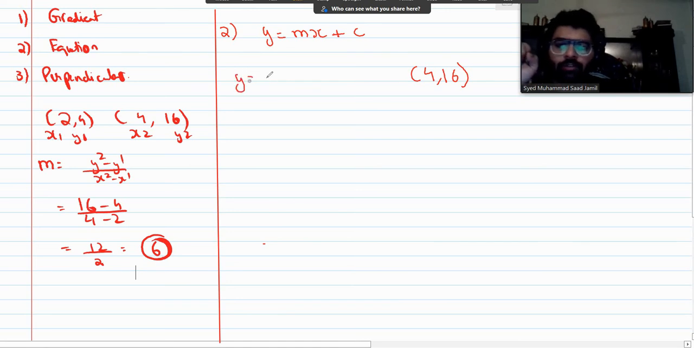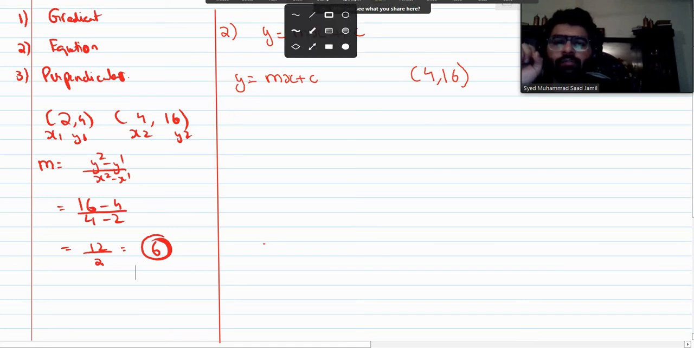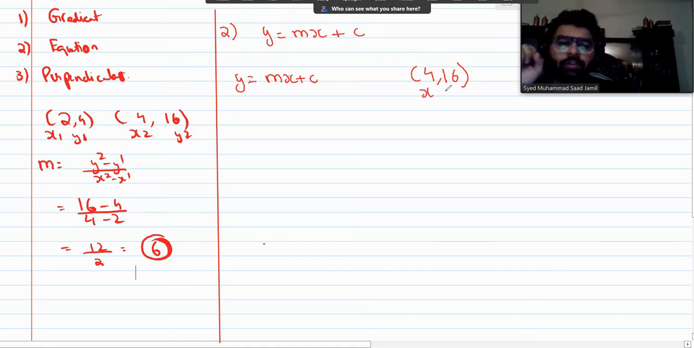So y is equals to mx plus c. Instead of y, now you will write down the value of y. What's the value of y? This is x. 16. Exactly, 16. Is equals to, the gradient is how much? The gradient is 6. What is x? x is 4.